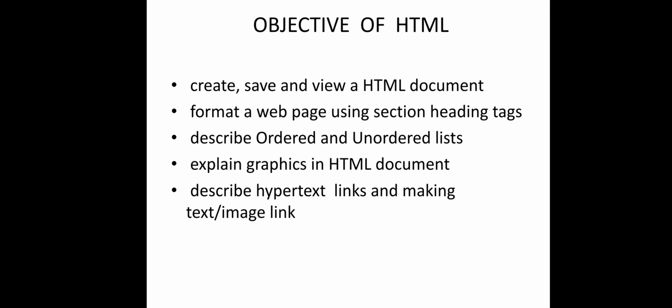Now let's see the objectives of HTML. The objective of HTML is to create, save and view an HTML document, format a web page using section heading tags, describe ordered and unordered lists, explain graphics in an HTML document, describe hypertext links, and make text and image links.